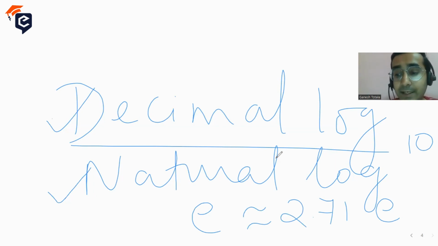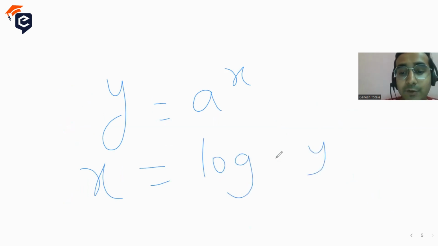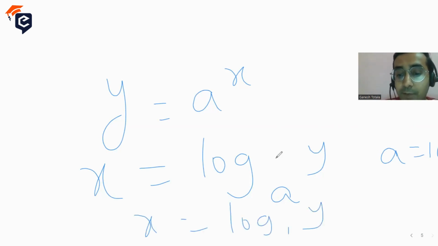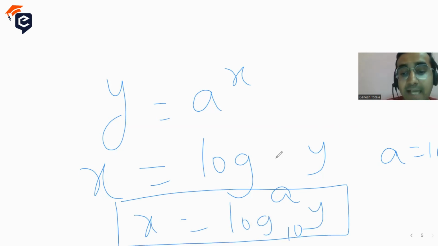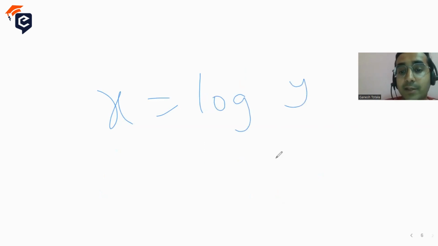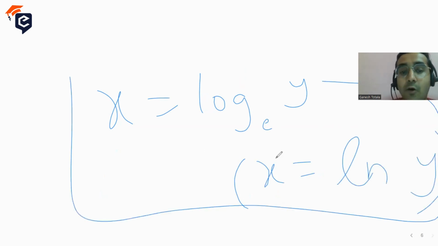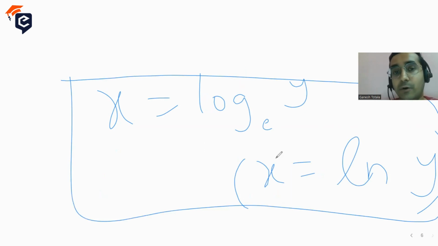So as I said, y is equal to a to the power of x is an exponential function. In this case, I can write x as log of y to the base a. When the value of a is 10, I can write x is equal to log of y to the base 10. This is called a decimal log. And x is equal to log of y to the base e, which we often write as x is equal to ln of y. This is called a natural log or a Napierian log.